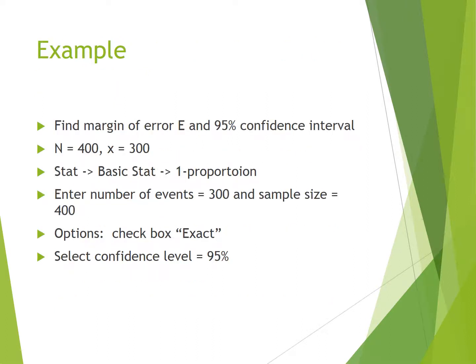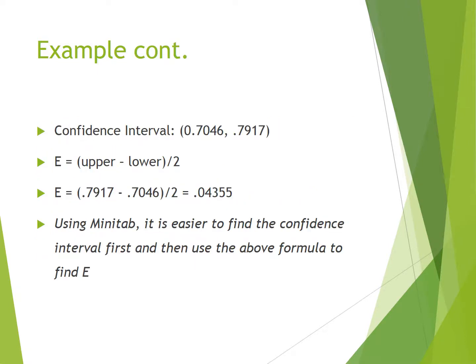All right, let's look at an example. Let's find the margin of error and the 95% confidence interval if n is 400 and the number of successes, or the number of yeses, is 300. So we're going to write this down, then go to Minitab and try it together. So x is 300, n is 400. We go Stat, Basic Stat, One Proportion. We enter the number of events as 300. The sample size is 400. We go to the Options box and make sure we check Exact. Select that the confidence level is 95%. It defaults at 95%, so unless you change it, that's what it says. Okay, and it's going to tell you your confidence interval.